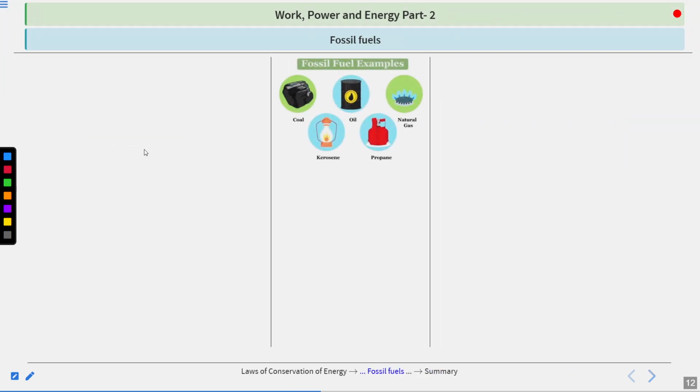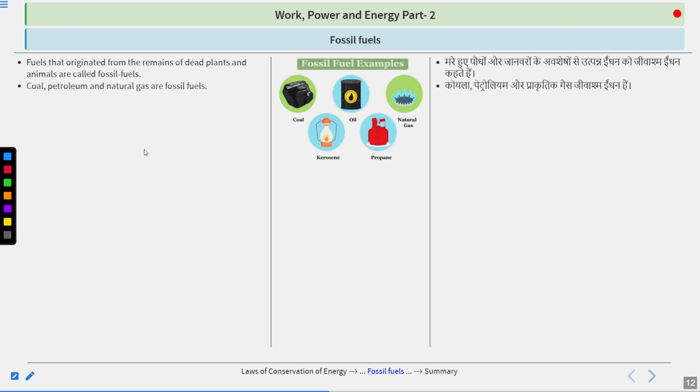After this, if we talk about the fossil fuels, these are fuels that originated from the remains of dead plants and animals. Coal, petroleum, and natural gas are the fossil fuels. Why? Because these have been obtained from plants and animals that died millions of years ago. Over these millions of years, through processing, those dead plants and animals got converted into coal, petroleum, and natural gas. And now we are getting them as fossil fuels. These are also conventional and non-renewable.